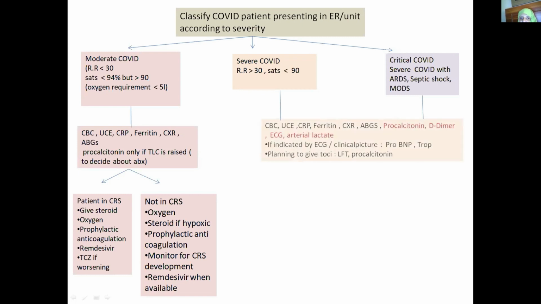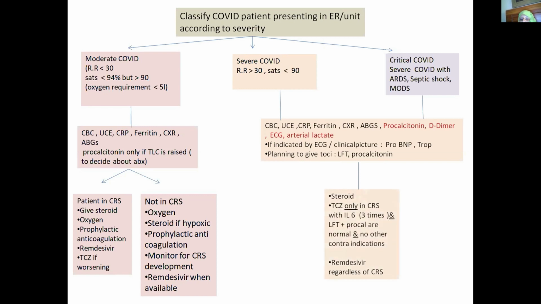In critical and severe disease, you do baseline tests to determine the severity of the patient, if underlying cardiac involvement is there or not, and you do LFTs and procalcitonin if you're planning to give tocilizumab. The standard of care is to give steroids, tocilizumab if CRS is present and the interleukin-6 levels are raised, and remdesivir regardless of CRS. Augmented prophylaxis should be given in patients with severe and critical disease.